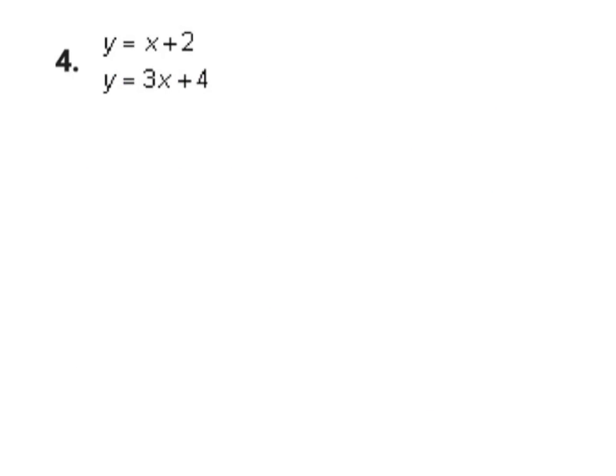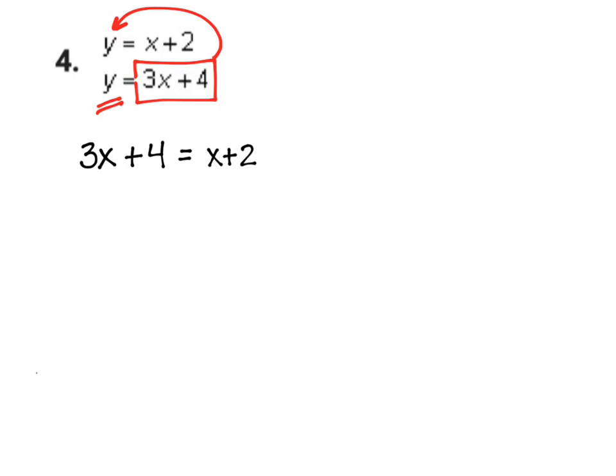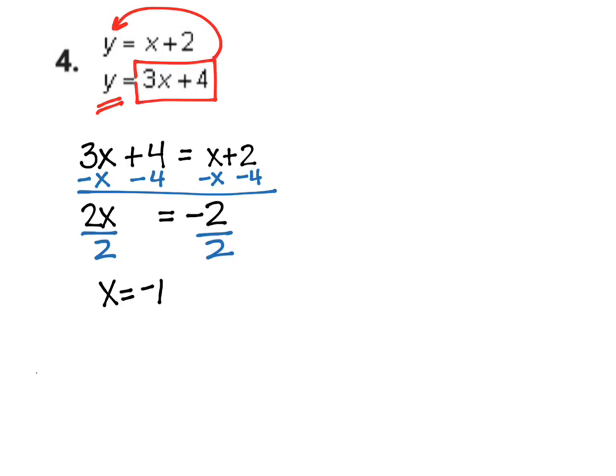Now we're going to start getting a little bit harder problems. This one's still the same idea in that we've got this equation where they both equal y, so we can set both of them equal to each other. And since they equal each other, I can set them up that way. Subtract x from both sides, subtract 4 from both sides. 2x equals -2. Divide by 2, I've got x equals -1.